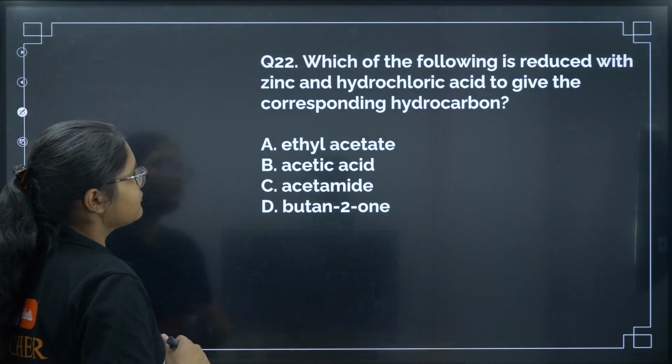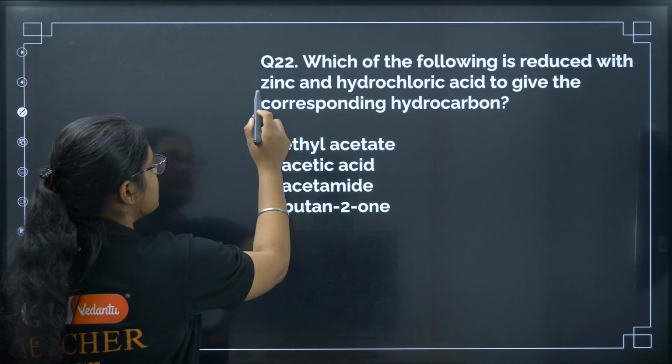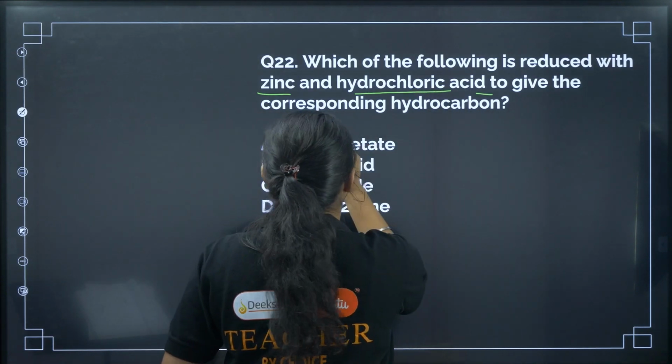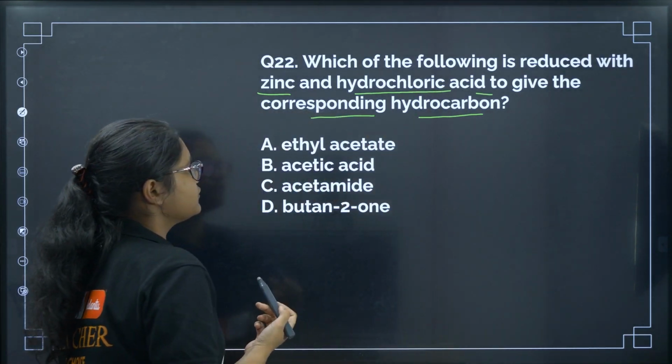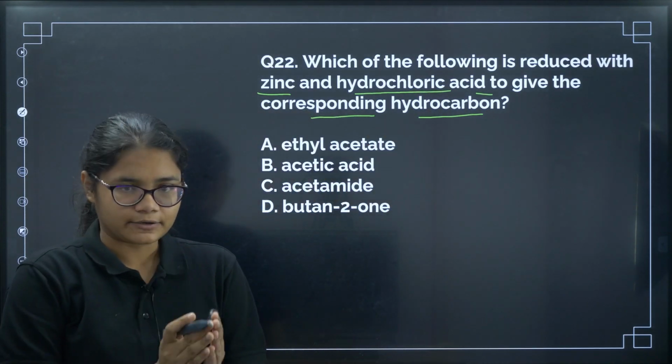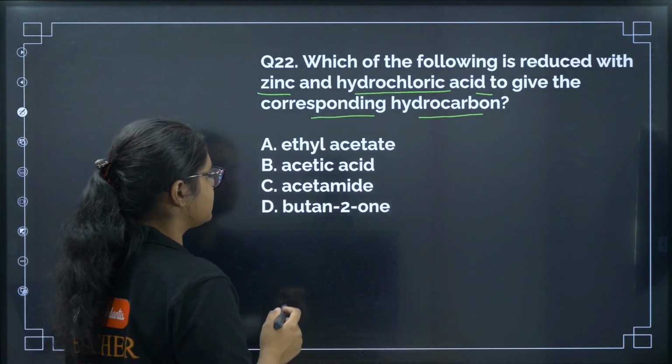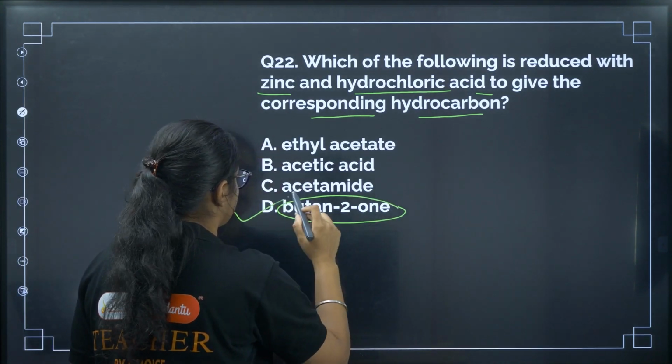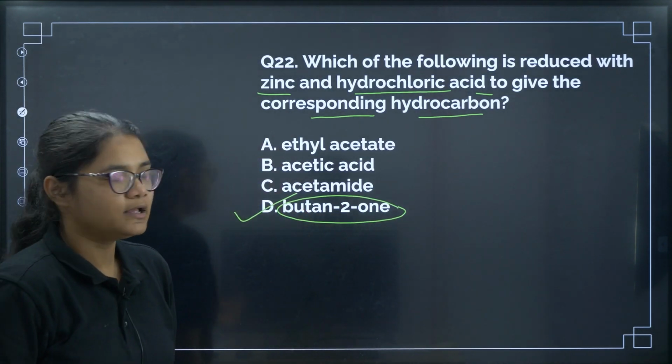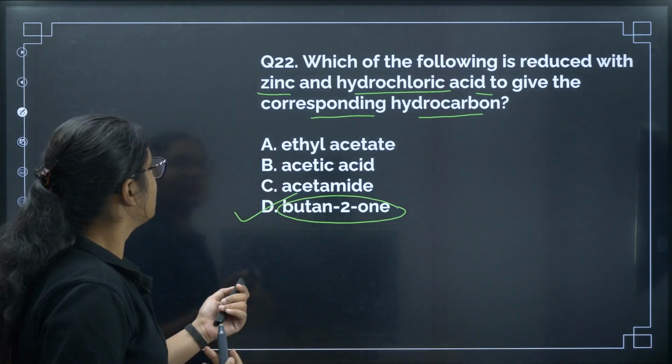Now next one, which of the following is reduced with zinc and hydrochloric acid to give you the corresponding hydrocarbon? So you know zinc and HCl, that is your Clemmensen reduction. So ketones will react with that. So butanone is the correct answer to give you a hydrocarbon. So it will form butane.